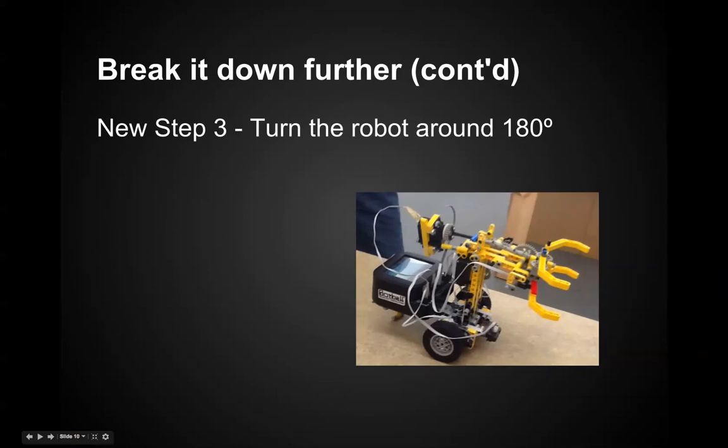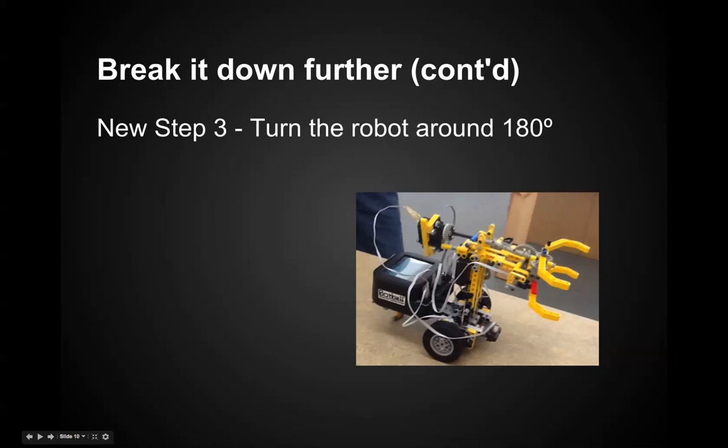Step three, turn the robot around 180 degrees. You'll note this is a new step three. It wasn't in our original. But as we start breaking down our ideas, we might discover, how did we get from step two, pick up the object, to step three, return to the start line?